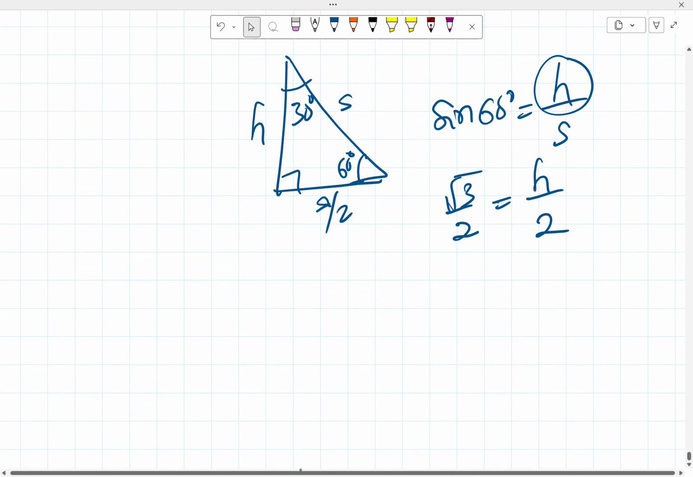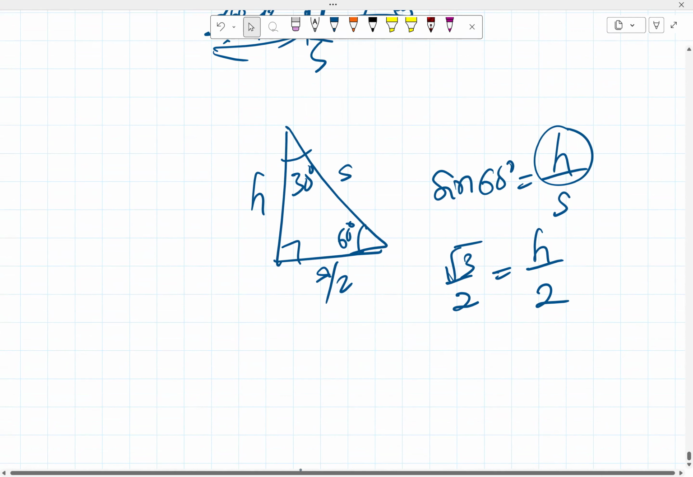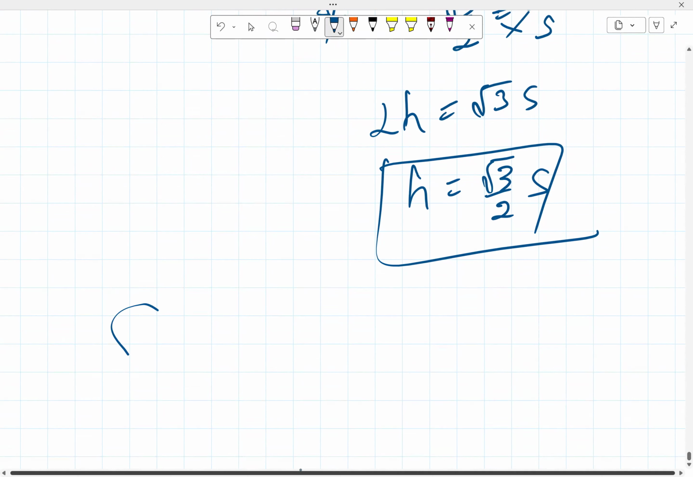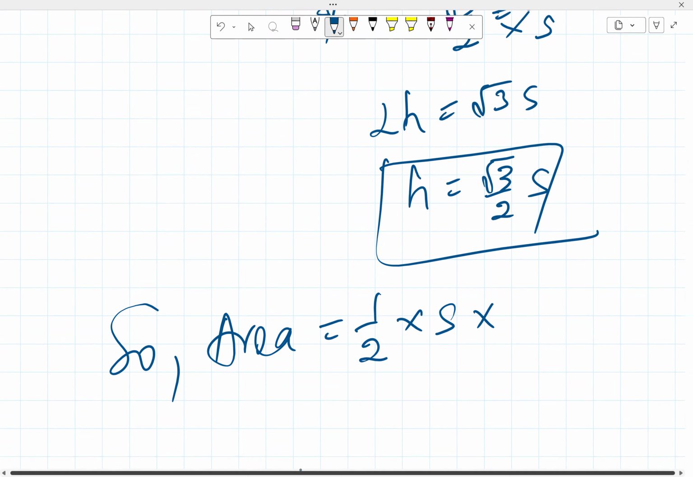So what we need is H, right? This is H over S. If you cross multiply, we have 2H is root 3 S. So H is root 3 over 2 S. That's the height now. So we can say that the area of the triangle is half times base S times the height, root 3 over 2 S.